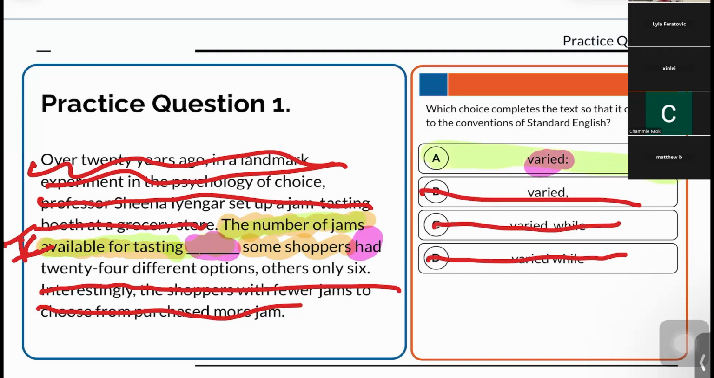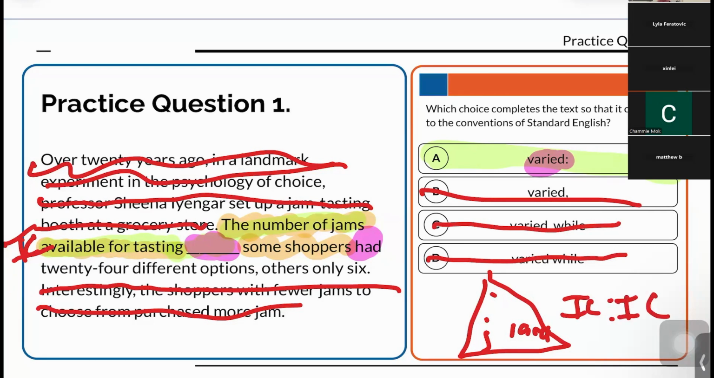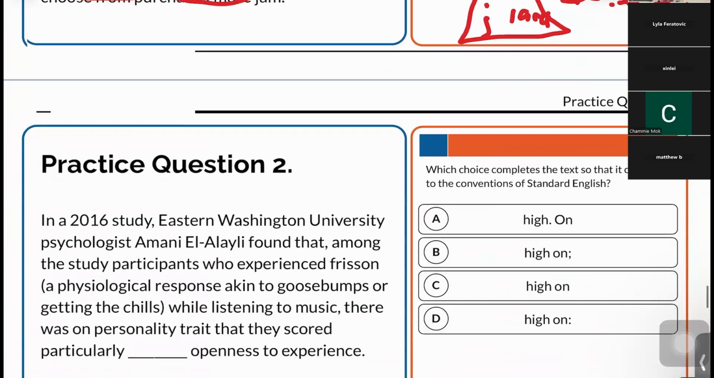I mentioned that there's three ways to connect independent clauses: a period, a semicolon, and a comma with a FANBOYS word. And there's technically four ways. The fourth way is through a colon. That totally works. Okay, so let's try the next one together.